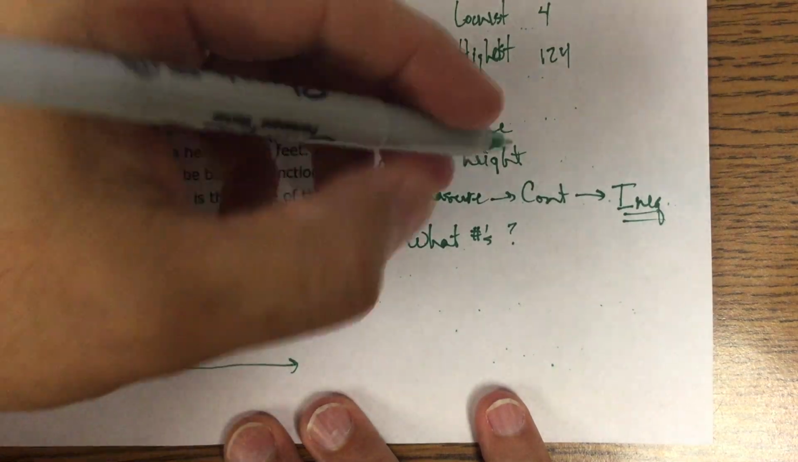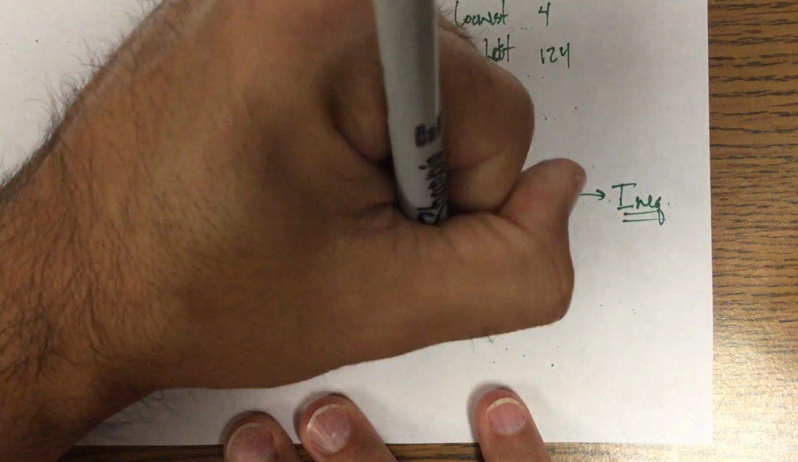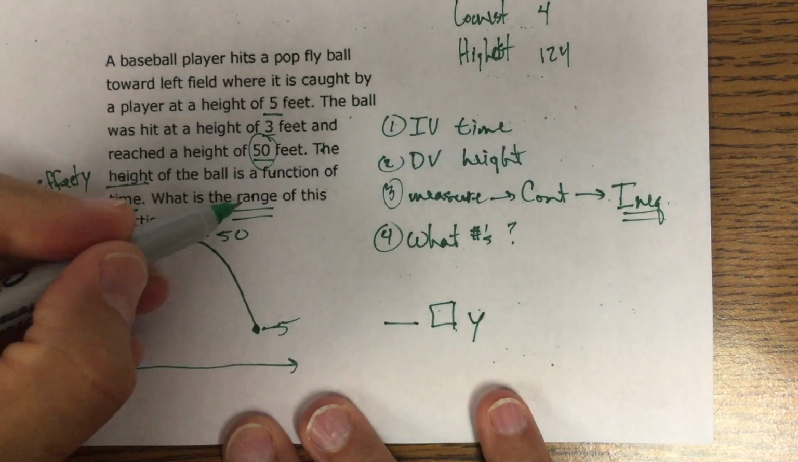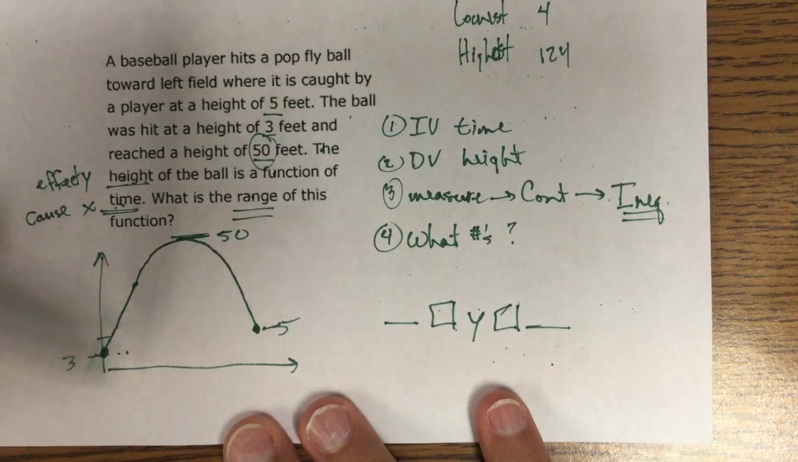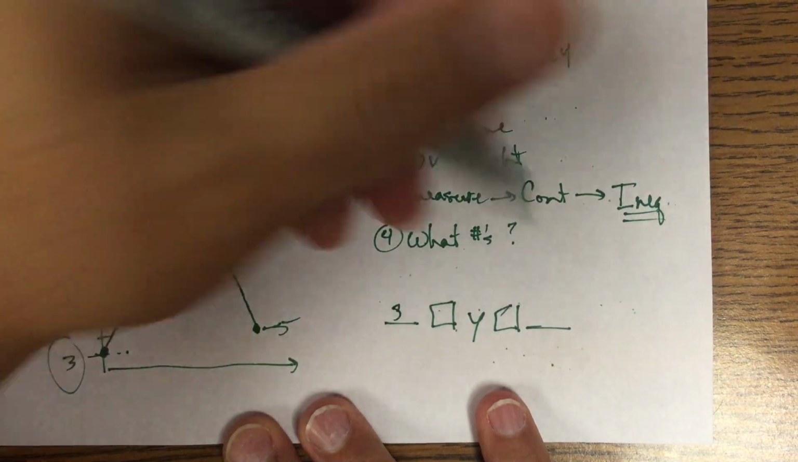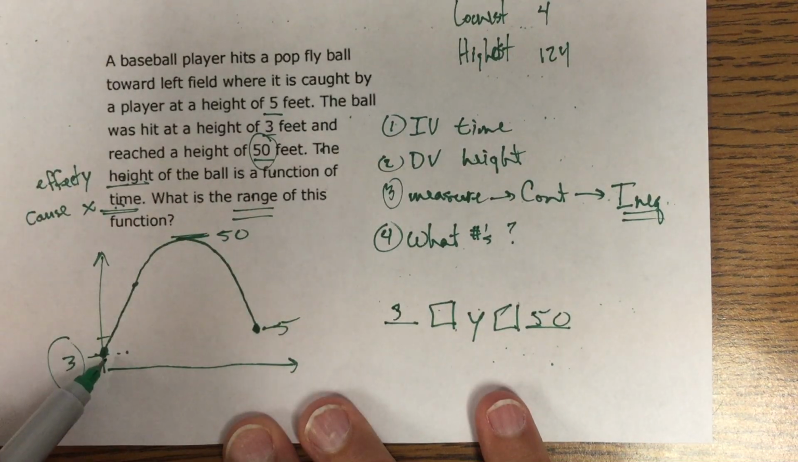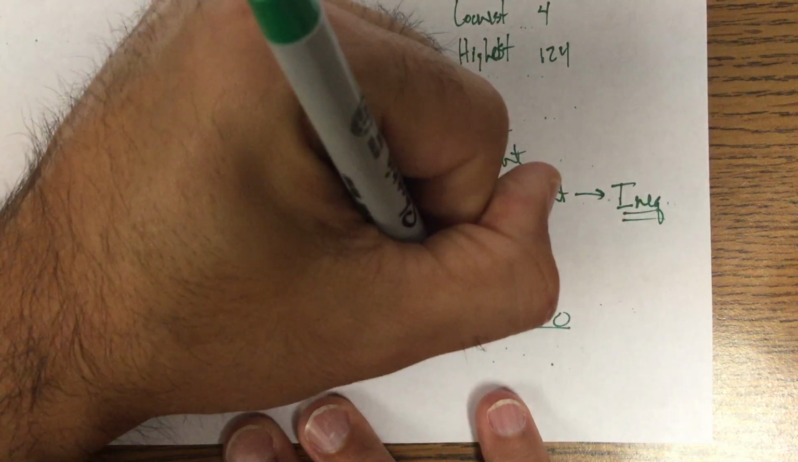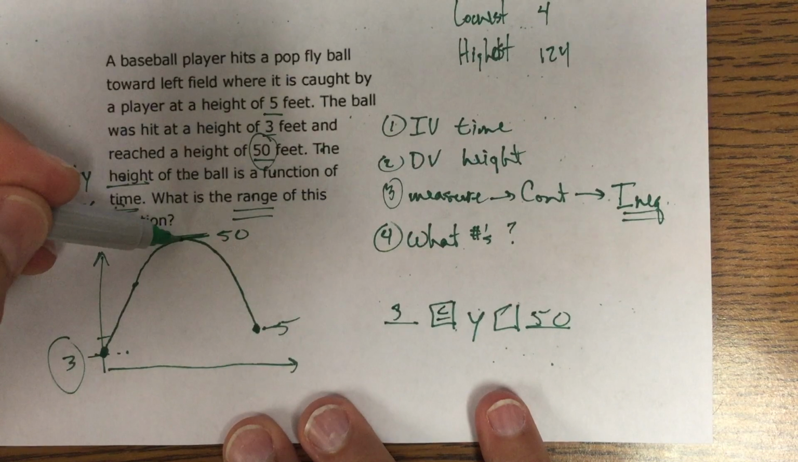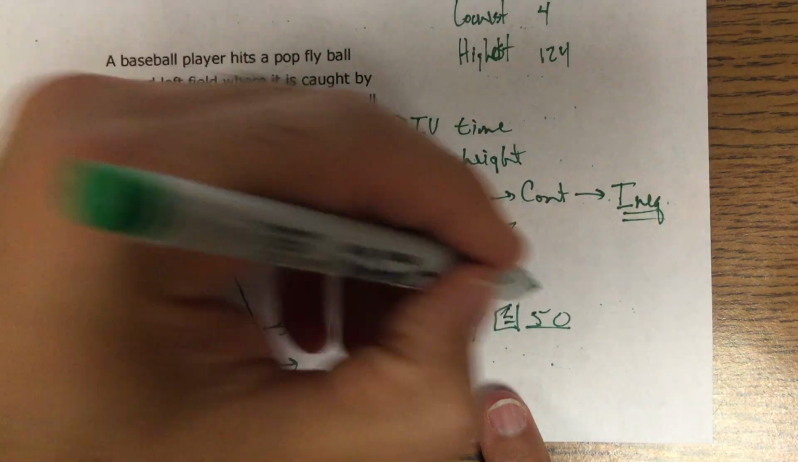So what's the lowest number? If we're going to use inequality notation, we need a low number, a symbol, the y-axis for range, the other symbol, and then the high number. What's the lowest number on this graph? What's the smallest number? 3. What's the highest number? 50. And then let's think about this. Was the ball ever physically at 3 feet? Yes, it was. So that means equal to. Was the ball ever physically at 50 feet? Yes, it was. So that means equal to.